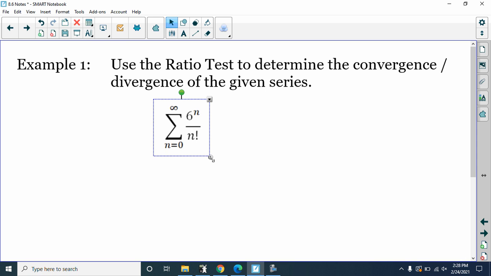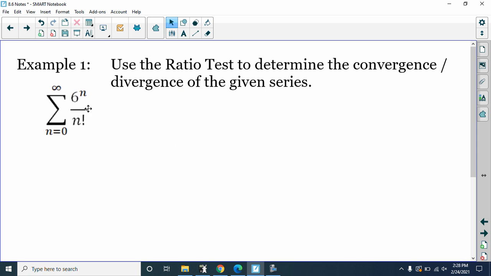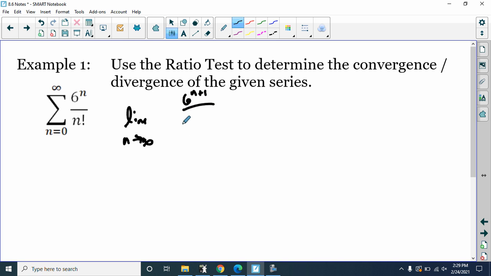So example 1 asks us to use the ratio test to determine the convergence or divergence of that series we just looked at. So the ratio test is the limit as n approaches infinity of a sub n plus 1. So I'm going to replace the n's with n plus 1, divided by a sub n. We're dividing by this fraction, that's the same as multiplying by its reciprocal.